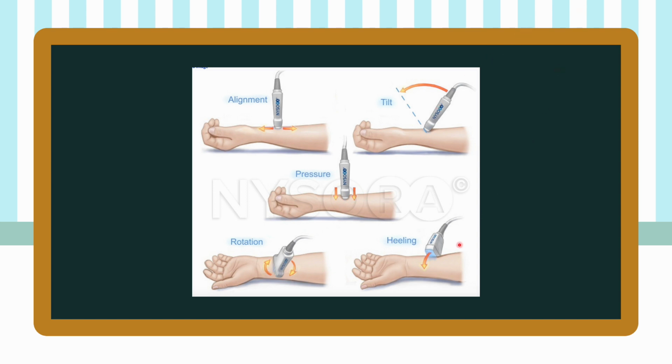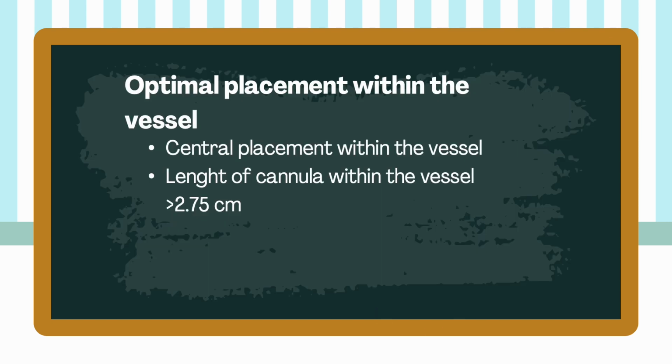The other maneuver, the heel-toe maneuver, is very useful. This involves applying pressure or tilting to the opposite side of the probe to position the ultrasound probe and the needle as close to a 90-degree angle as possible. Lastly, once you have placed the cannula within the vessel, you want to ensure that the placement is optimal.